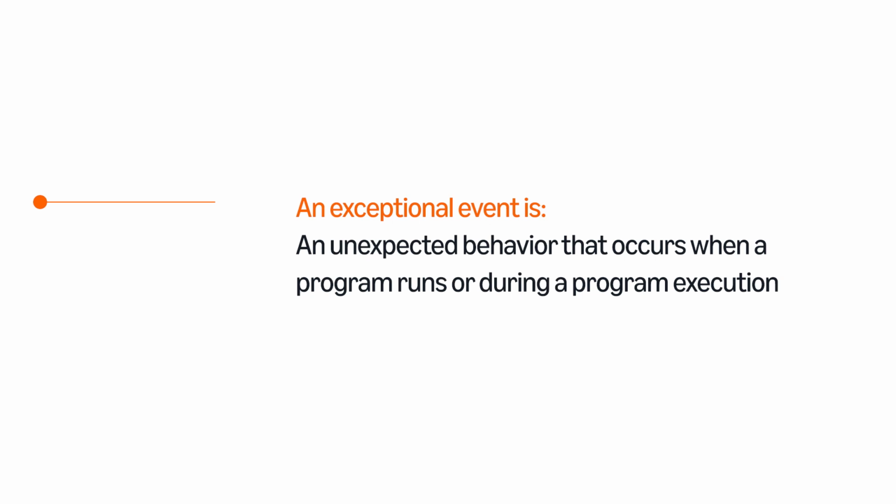It can be described as an unexpected behavior that occurs when your program runs or during program execution. The word unexpected means that it's not something that usually happens, but that it may have occurred for an underlying unknown reason. Just as unexpectedly waking up late could disrupt your entire schedule for the day, in programming, an exceptional event disrupts the normal flow of program execution.